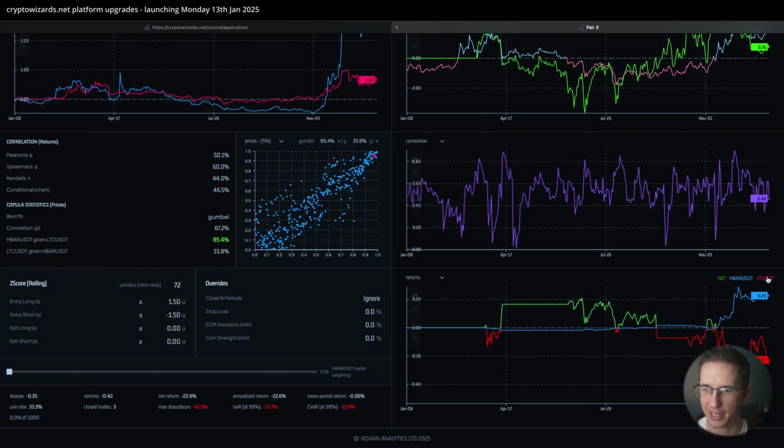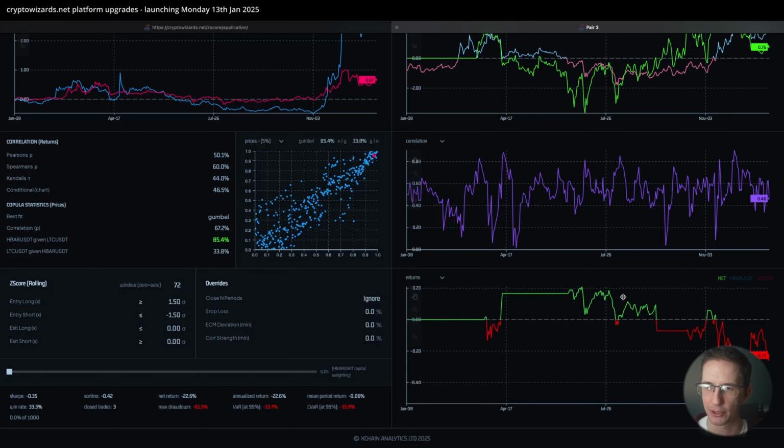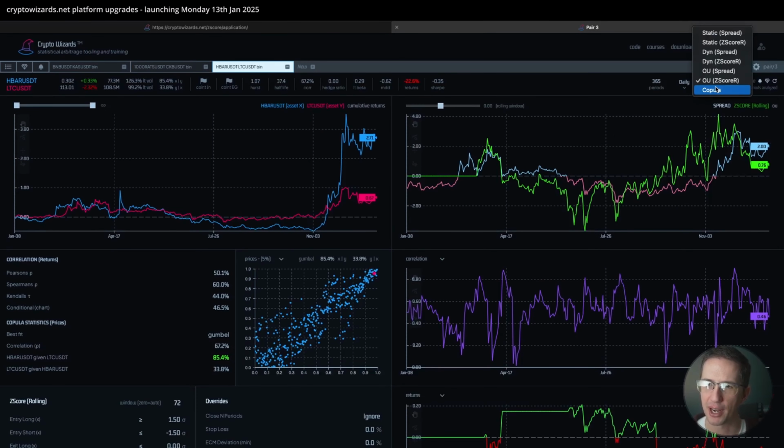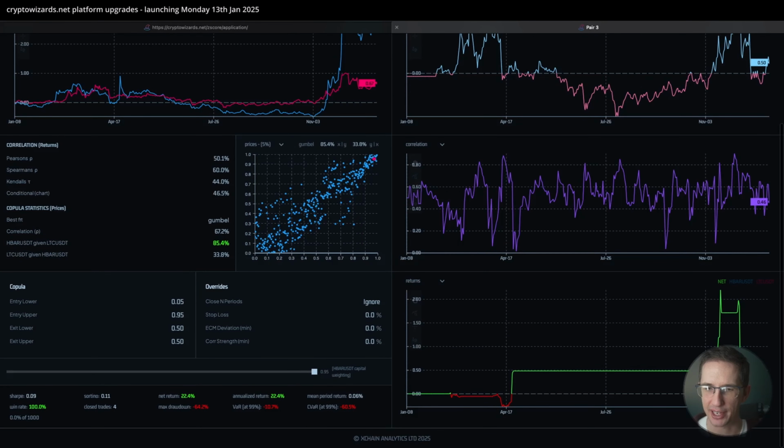So my net returns. I can add in the individual assets' performance as well. So let's remove net. This tells me which asset did well, which one didn't do well, and by how much. So that's pretty useful. And over here, this is defaulted right now to an OU. Here I can change this to the Copula strategy. And there you can see I get a very different picture of what's going on.